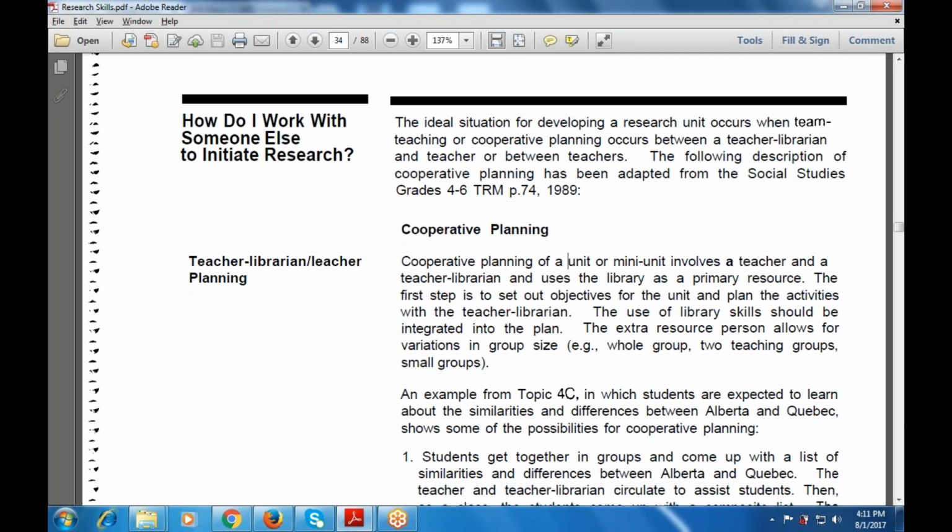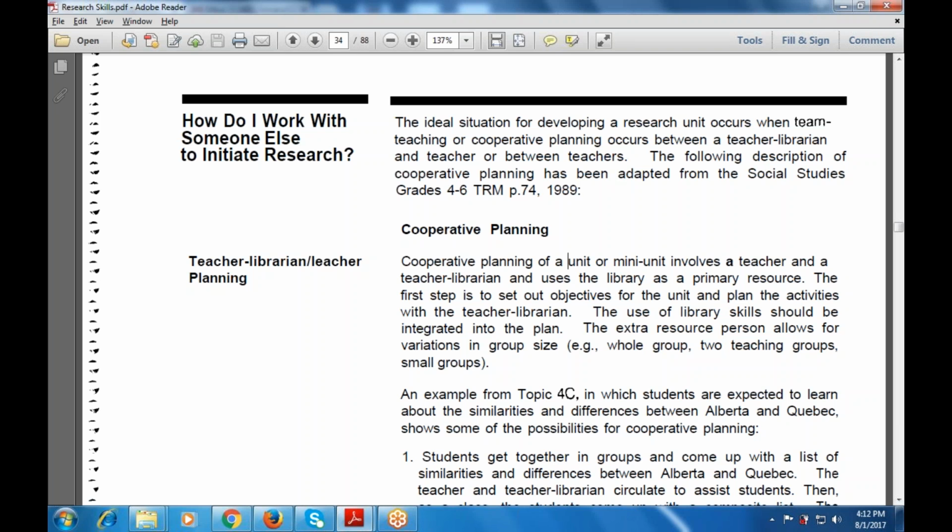The following description of cooperative planning has been adapted from the Social Studies grade 4 to 6 TRM, page 74, 1989. Cooperative planning of a unit or mini unit involves a teacher and the teacher librarian and uses the library as a primary resource. The first step is to set out the objectives for the unit and plan out the activities with the teacher librarian, whatever method and activity the teacher librarian uses, in service of the objectives of the unit.